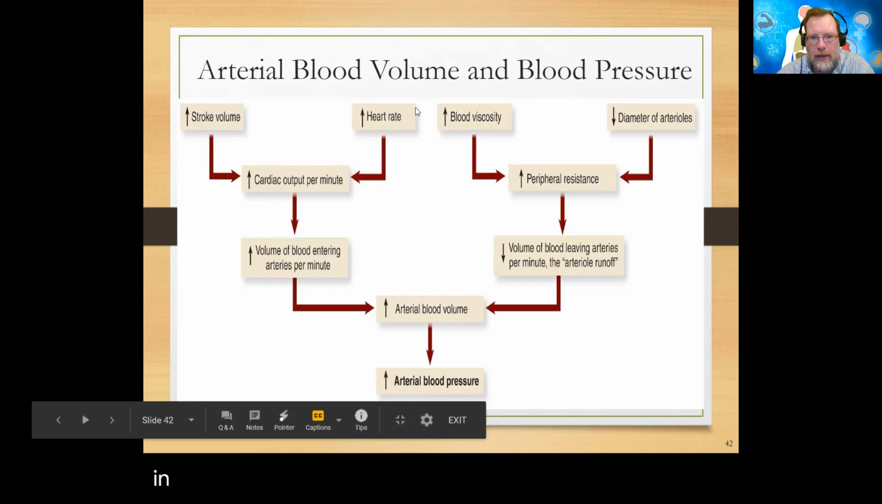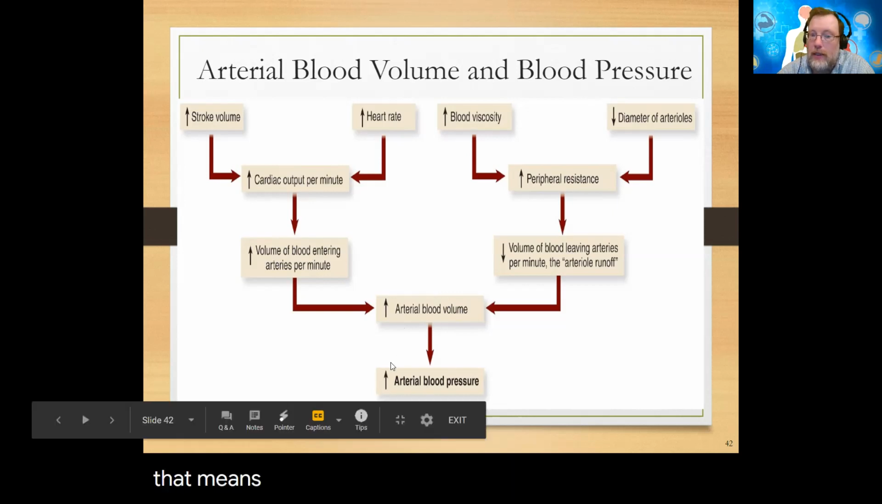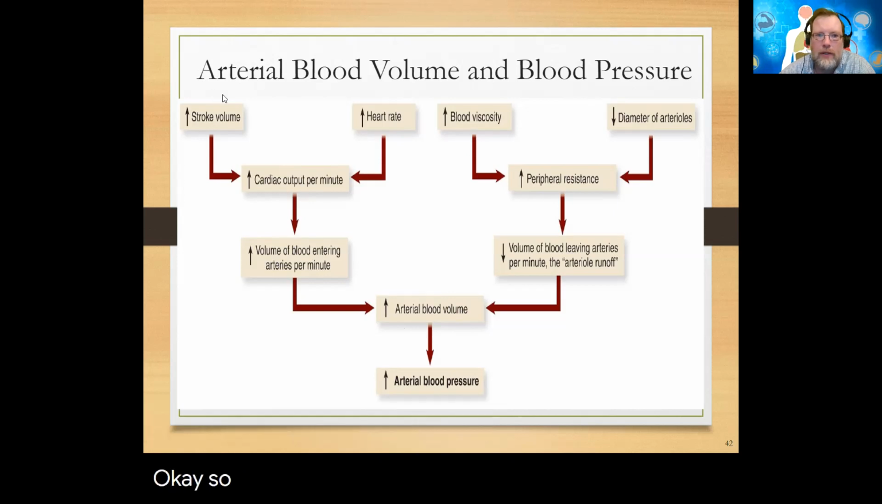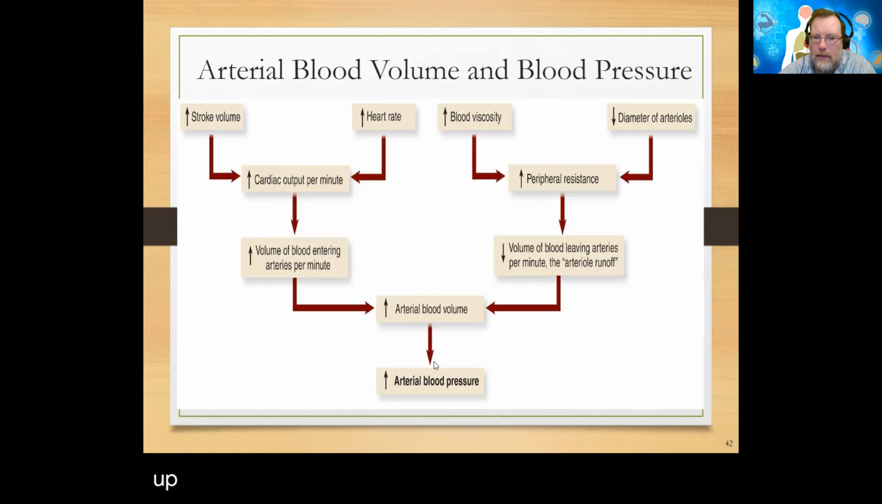So an increase in stroke volume or an increase in heart rate leads to an increase in cardiac output. That means we've increased the volume of blood that's entering the body's systemic circuit. Arterial blood volume is increased. That means we're going to get an increase in blood pressure. So if either one of these two goes up, this is going to go up.